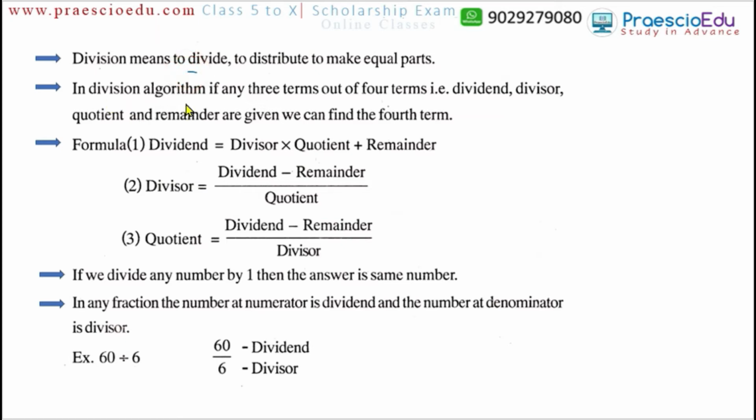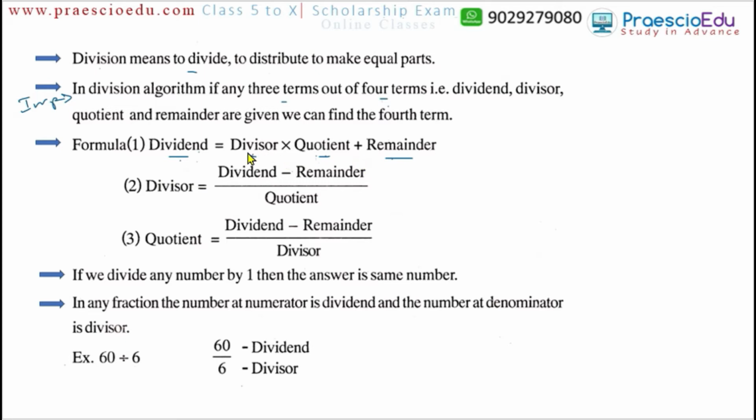Now in the division algorithm, if any three terms out of the four terms are known, this is very important, students. There are a total of four terms: dividend, divisor, quotient, and remainder. In these four terms, if any one term is unknown and the other three terms are known, then we can find out the fourth term, the unknown term.